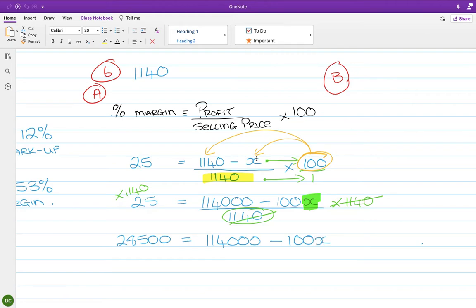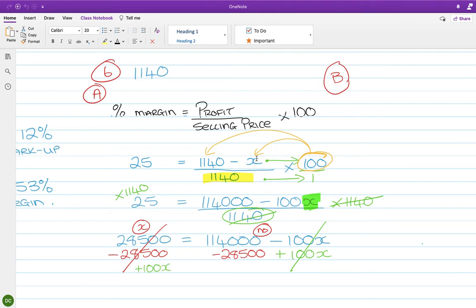Yeah? Okay, so I might move. I'd like to have my x's over here and my numbers over here. Do you know what I mean? So to do that, I'd need to move this 28,500 with a minus 28,500 because that doesn't have an x, so I don't want it on that side. And then balance with a minus 28,500 over here. And then the 114,000 is fine because it's a number on the number side, so it's grand. But the 100x needs to go. So the opposite of minus 100x is plus 100x, which will cancel. And then plus 100x over here.